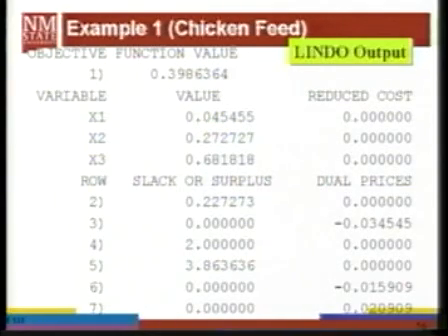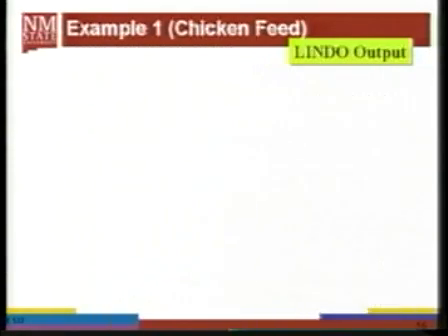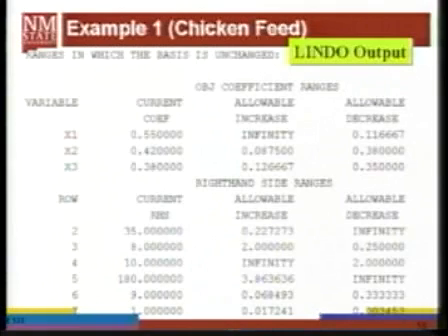And as I said, both the reduced cost and dual prices would be very important, but I'm going to talk about that when you consider the sensitivity analysis later on. And this is another part of the LINDO output. Like reduced cost and dual prices, we're going to talk about all of this information later when we deal with sensitivity analysis. Okay?